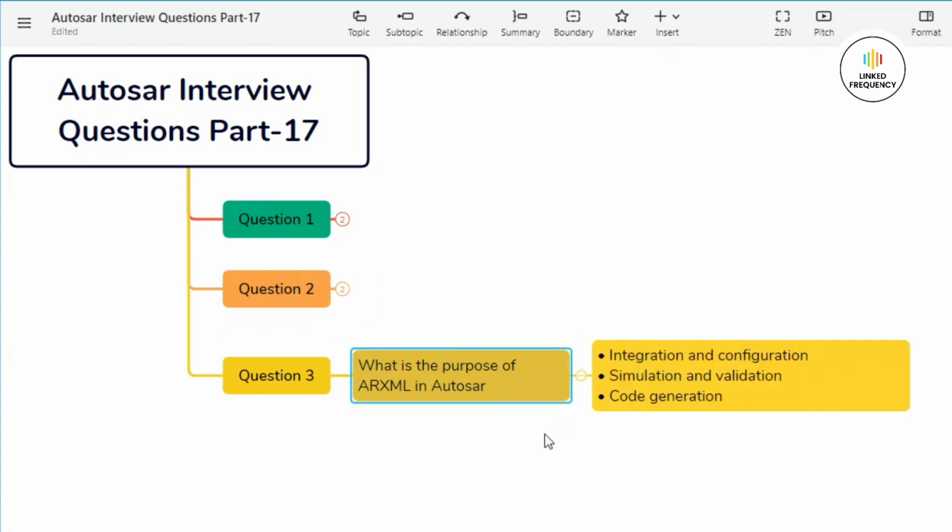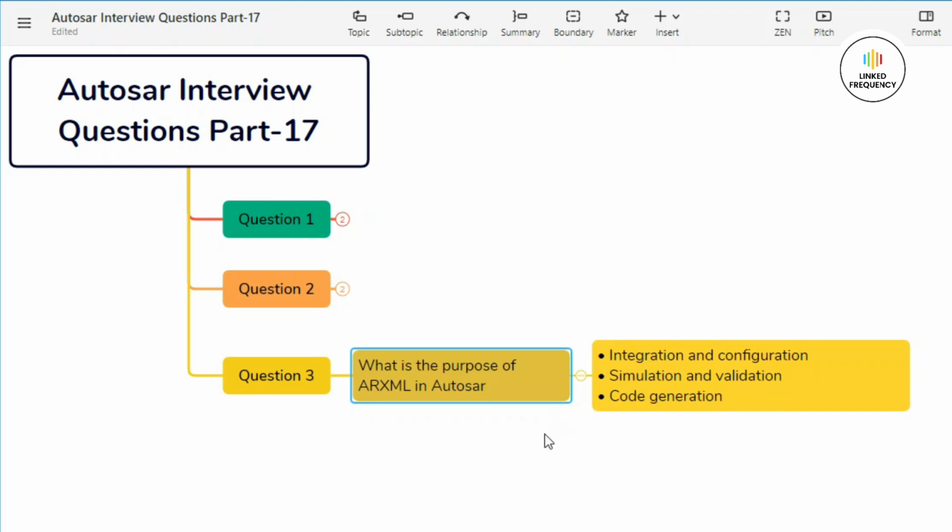Let's discuss about this topic with respect to integration and configuration. During the development process, ARXML files are used to integrate software components from different suppliers into a unified Autosar compliant system. Configuration parameters are defined in ARXML to tailor the behavior and functionality of these components. Now, let us talk about simulation and validation. Tools utilize ARXML files to simulate the behavior of the software system and validate its performance against specifications. This includes testing communication protocol, timing constraints, and overall system reliability.